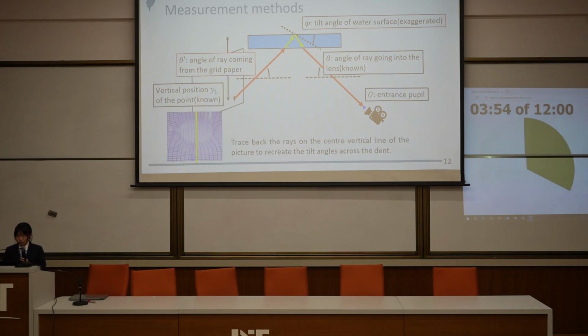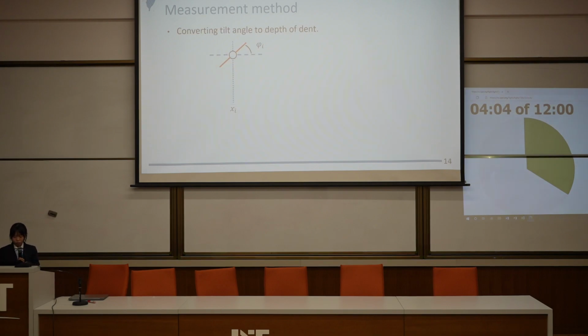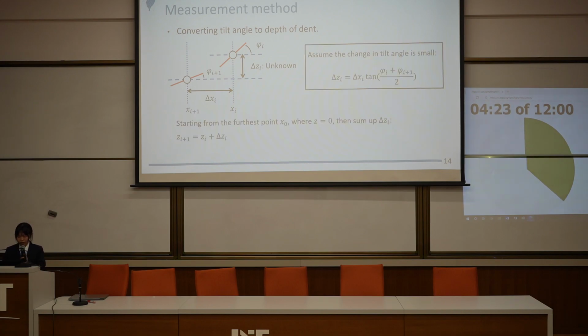Next, we sum up to find the depth of the dent. We also consider refraction between air and water, so we can get the tilt angle. By looking at two neighboring points, which have a horizontal difference and also a vertical distance, and assuming that the tilt angle is small, we can use simple trigonometry to calculate the height difference. Then we sum up the height difference from far away, where it should be 0, so we can get the actual depth z at position x.